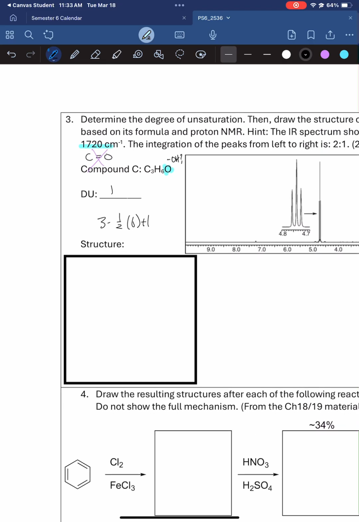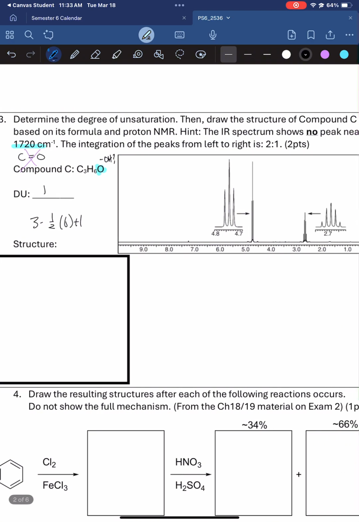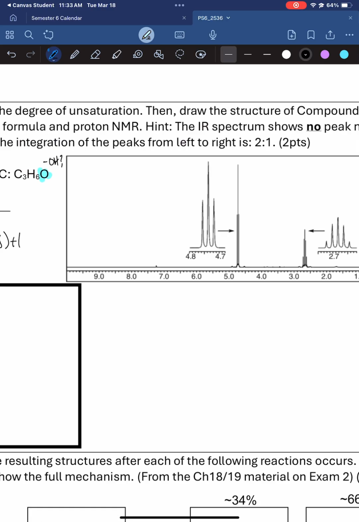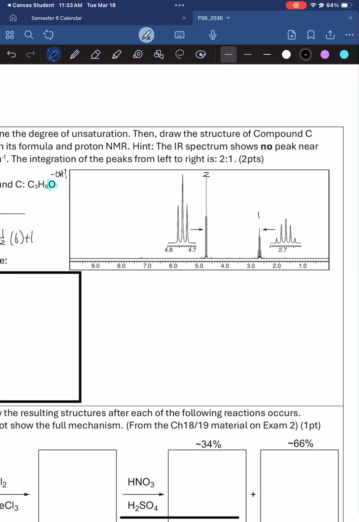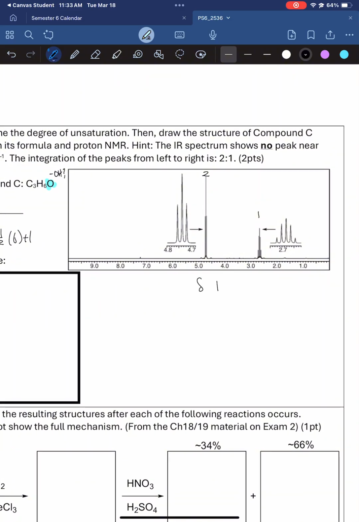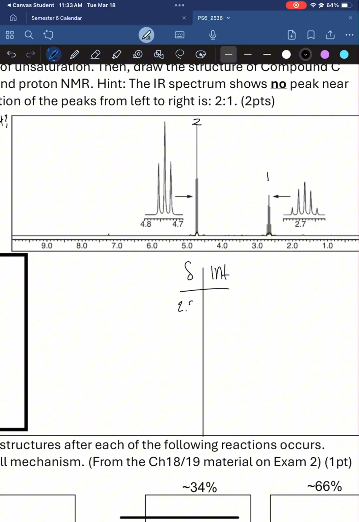Okay, so now let's look at the proton NMR. Integrations of peak 2 to 1 from left to right, so 2 and 1. So now it's time to make our integration table. Starting off, we have a signal at 2.7 with an integration of 1, and a signal at around 4.7 with an integration of 2.